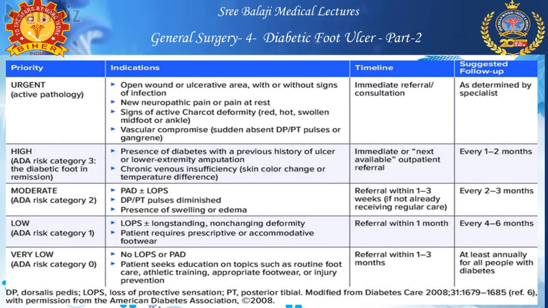And then the low risk category, or category 1, where patients have loss of protective sensation and long-standing non-changing deformities. Patients require prescriptive or accommodative footwear. They are referred to the specialist within 1 month, and should be followed up once every 4 to 6 months. The very low risk category indicates patients who have no loss of protective sensation or peripheral arterial disease. These patients should be educated very well on how to manage the foot in routine care, athletic training, how to choose the appropriate footwear, and how to prevent injury.